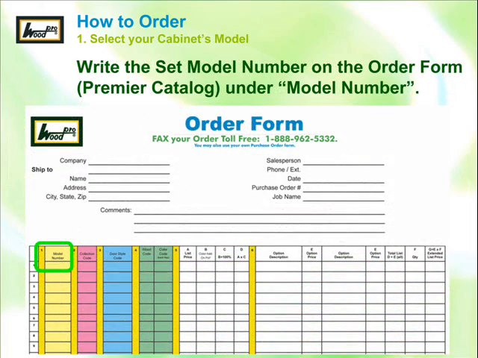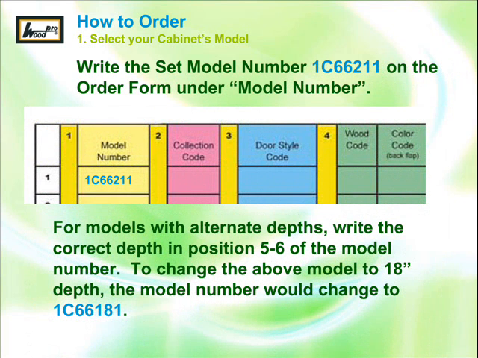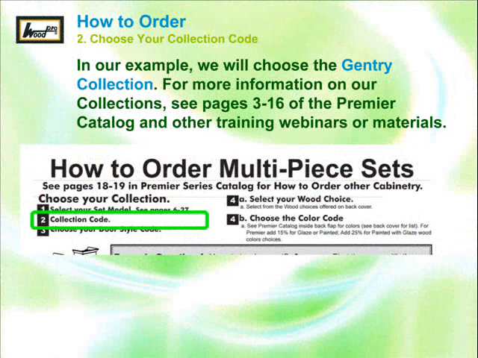On the inside back cover of Woodpro's Premier catalog, there is an order form which we will be using for our example. Here we will write the set model number on the order form under model number. Our set model has a standard depth of 21 inches. However, if you would like an 18-inch depth set model, you can change that model in positions 5 and 6 to 18. The numbers 2-1 would be changed to 1-8, with the total model being 1C66181. Step 2 on how to order is to choose your collection and its code.